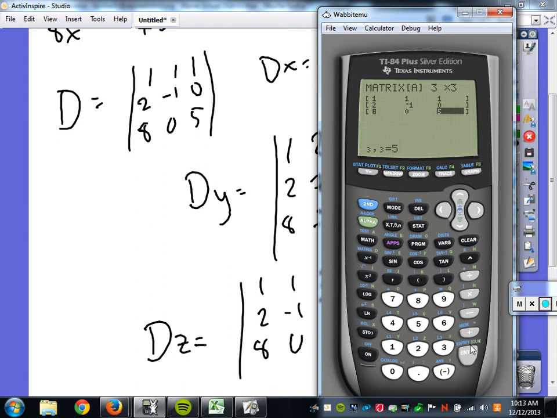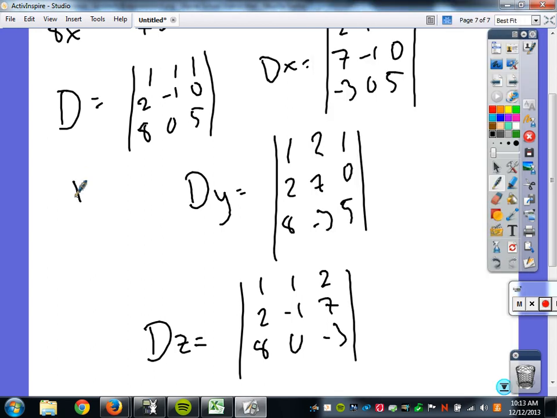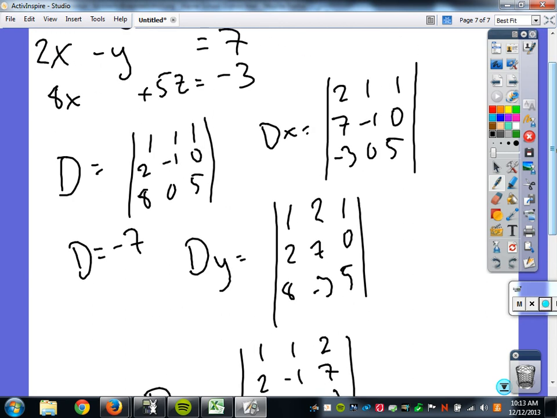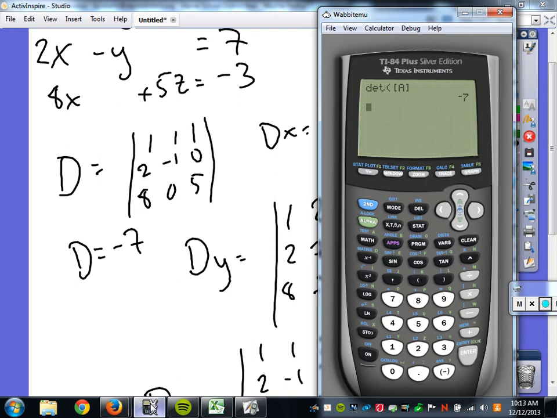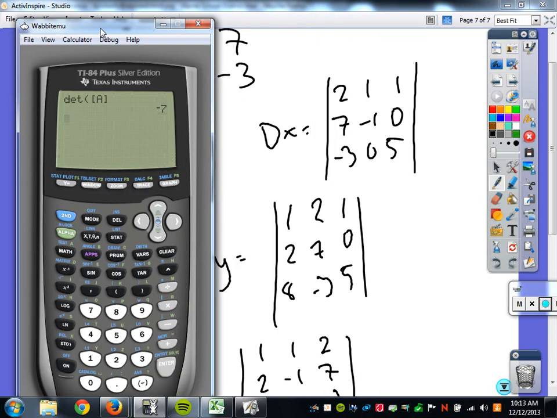Okay, so there's D, right? I just plugged in D. So guess what I do? I go back and hit quit, go into my matrix, over to the math. The determinant of matrix A is -7. Does everybody see that? Now, why didn't I put all 4 in? Well, here's my reasoning. Maybe you should do all 4, but at least for the first one, Dx, it's really simple.